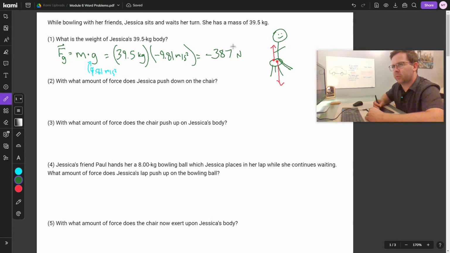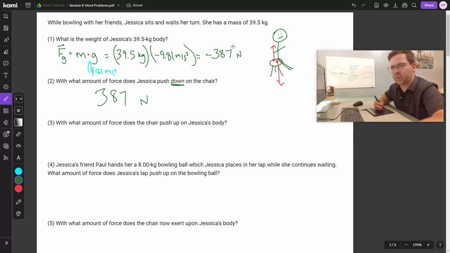When you're answering questions like this, you don't necessarily have to include the negative sign. In physics, remember, negative just means the direction. So if you're not asked for a direction, then you might go without the negative sign there. All right, question 2, it says, with what amount of force does Jessica push down on the chair? Well, she has a weight of 387 newtons, and what other force would she be using to push down on the chair? So I think that once we found her weight, we've found how much force that she's pushing down on the chair with. That's 387 newtons, and that is downwards.